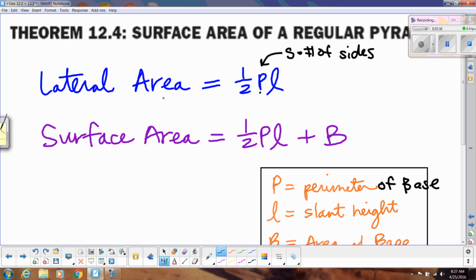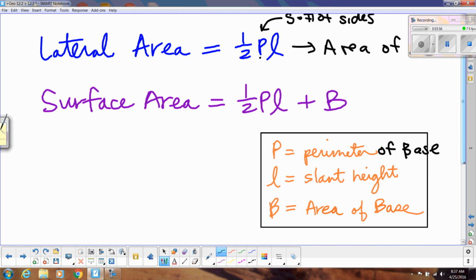All right, so then if I add all those triangles, the lateral area is the area of all the triangles. And then remember, I'm just adding one single base, so I don't have 2B in my formula this time. I only have one single B. So B, again, is the area of the base.